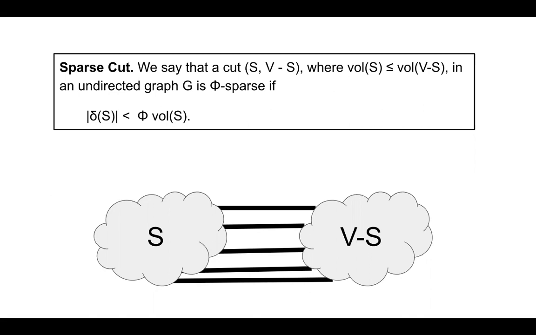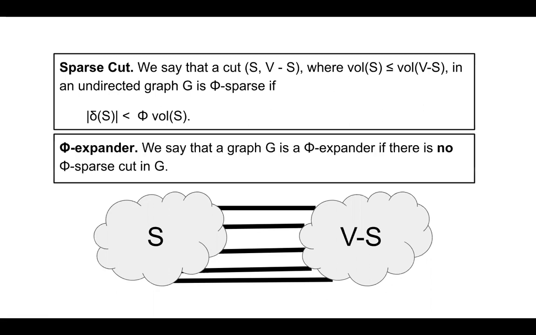And if you look at the example graph below, you can see that actually S seems to have a lot of edges going to not S. And this means that for a reasonable phi, this should probably not be a phi sparse cut. And one family of graphs that we are very interested in is phi expanders, and those are graphs that do not have a single phi sparse cut in the entire graph, no matter which cut you take.